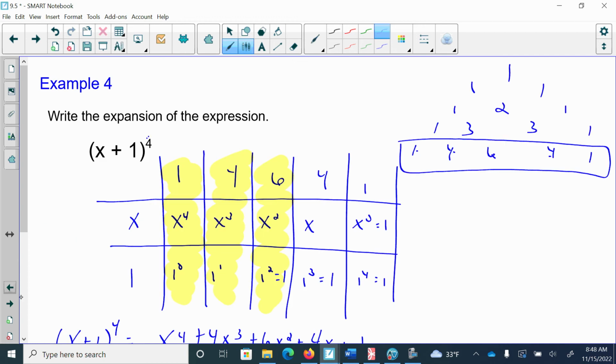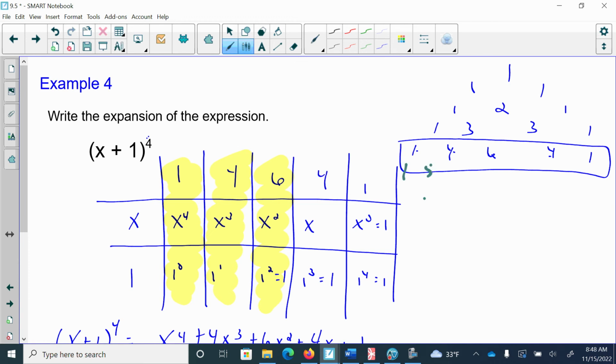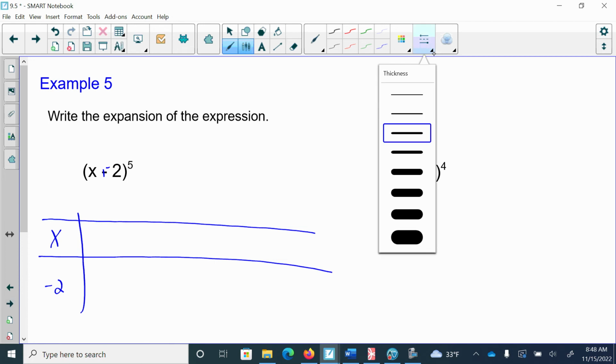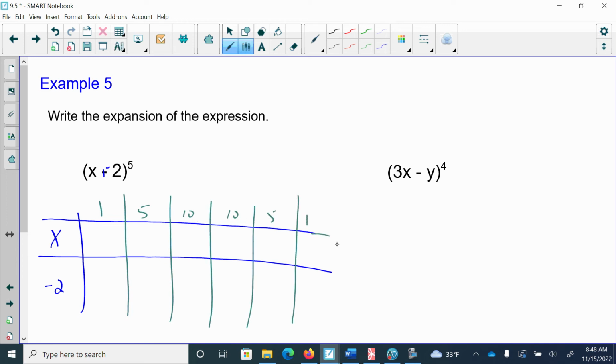My coefficients are going to be adding one more row to this triangle. So I'm going to add one more row, and this will be 1, 5, 10, 10, 5, and 1. Notice 1, 2, 3, 4, 5, 6 terms. That makes sense because I have one more term than the power that I'm raising it to. So when I do this, I'm going to write my coefficients, which I said were 1, 5, 10, 10, 5, and 1. Those are my coefficients.